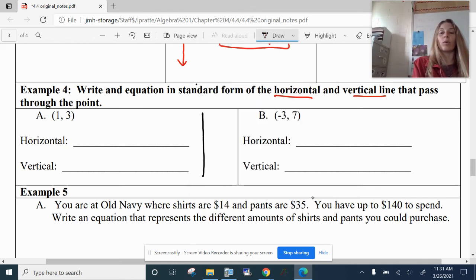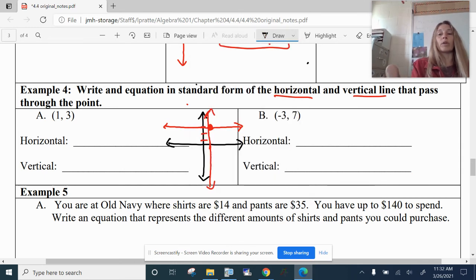So let's say we have a coordinate plane, right? And then we have the point 1, 3. So over 1, up 3. So this point. So we want to know what is the equation of this horizontal line and this vertical line. So there's two separate equations here.